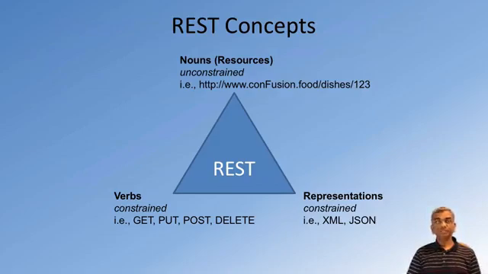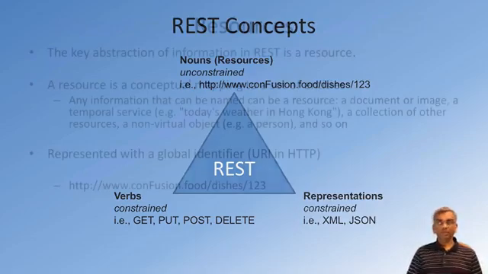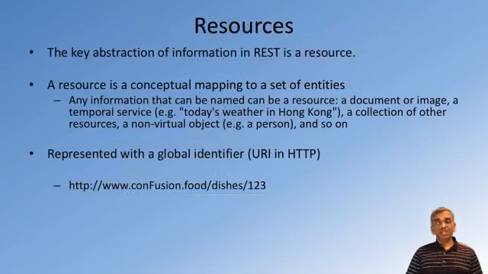Nouns specifically refer to resources, and these resources are usually identified by their URLs, and these are unconstrained. Verbs are constrained, and these specify the actions to be done on the resources. And representations are how the information is encoded when it needs to be conveyed from the server to the client or from the client to the server, typically using either JSON or XML. Resource is the key abstraction that REST works around.